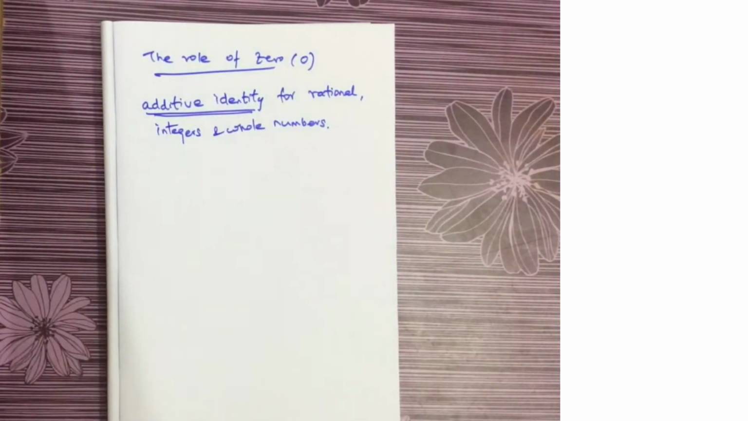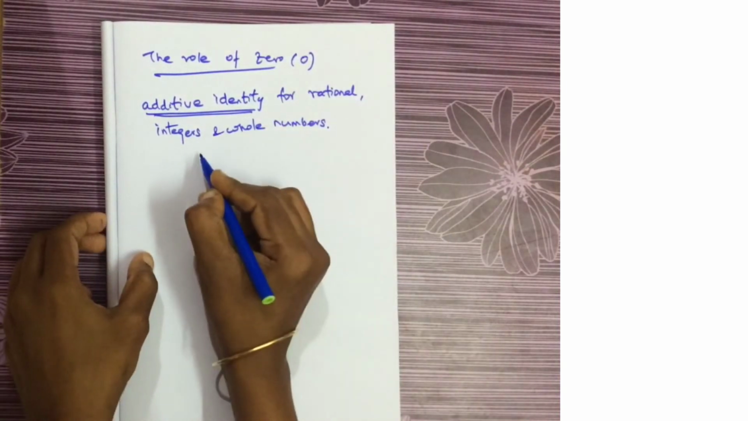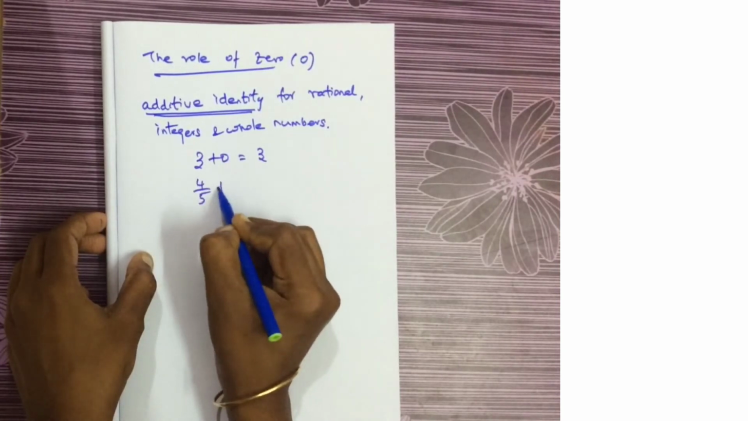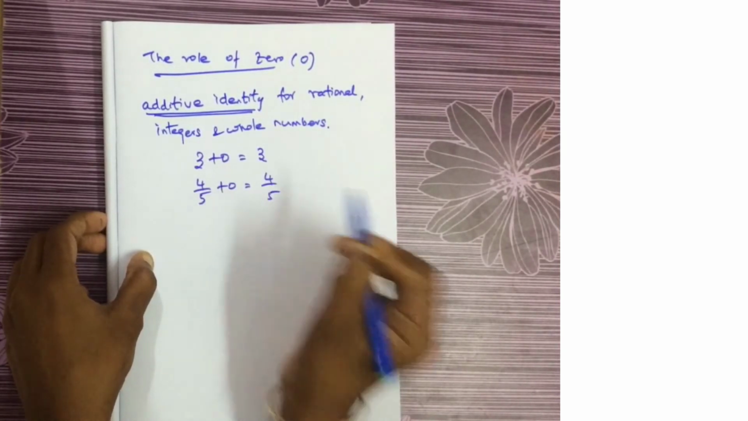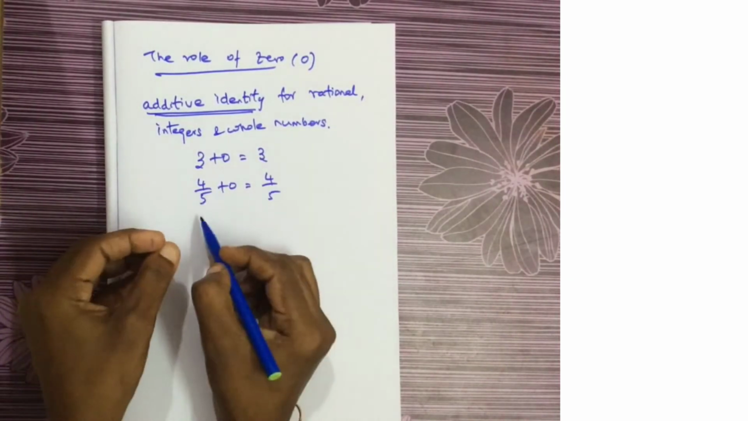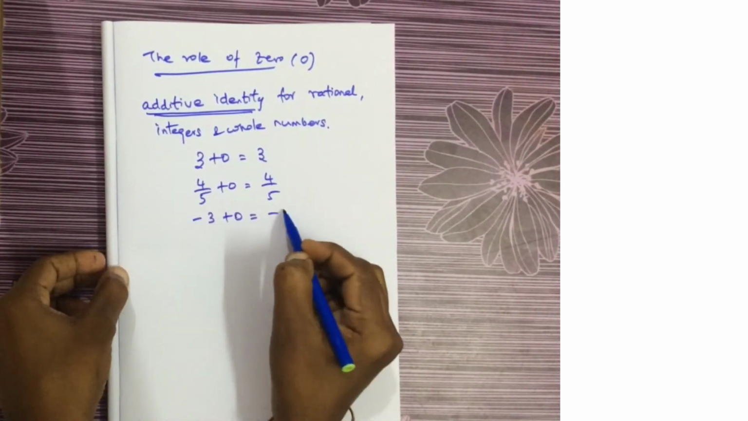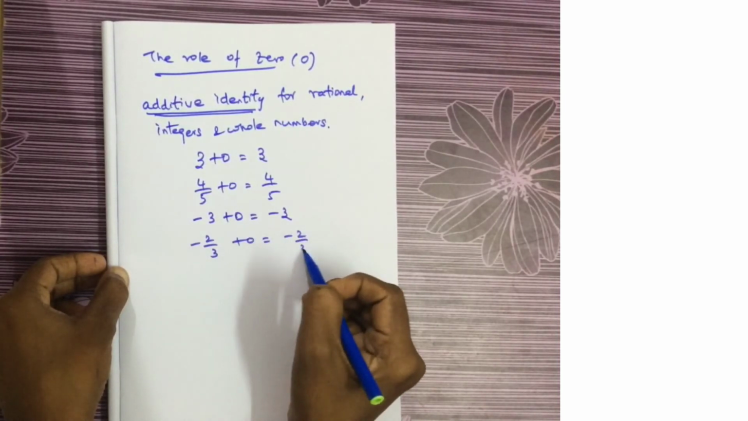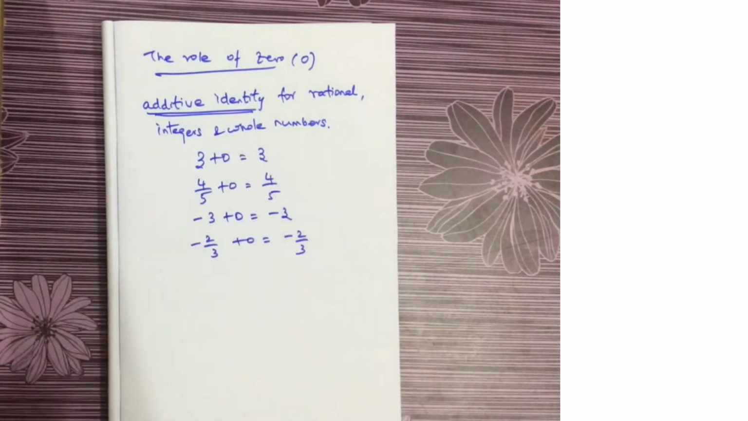What does additive identity mean? Whenever you add 0 to anything, you will get the same number. This is very simple. If you add 3 plus 0, that will give 3. 4 by 5 plus 0 will give the same 4 by 5. Minus 3 plus 0 will give minus 3. Minus 2 by 3 plus 0 will give minus 2 by 3. So 0 is called the additive identity for integers, whole numbers, and also for rational numbers.